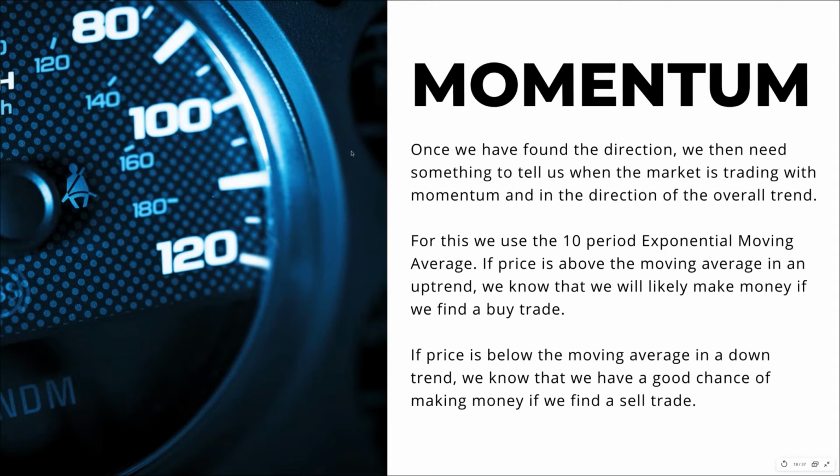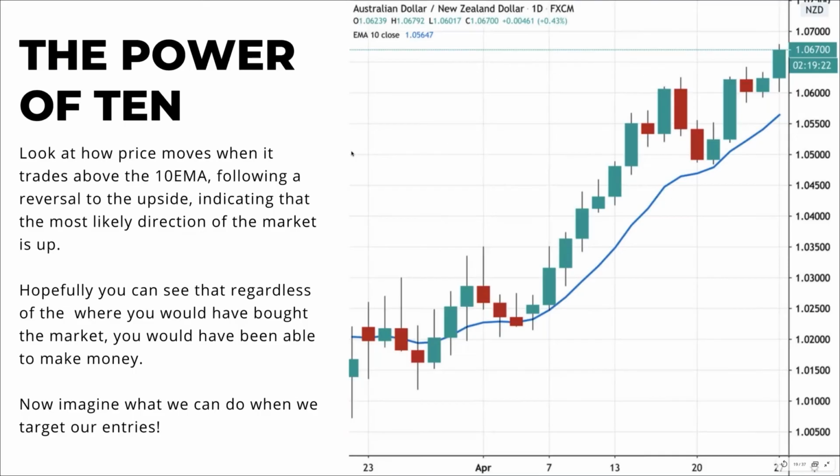If price is below the moving average in a downtrend, then we know that we probably have a good chance of making money if we find a sell trade. It's really as simple as that, okay? Now, what I want you to do here is look at how price moves when it trades above the 10-period moving average.